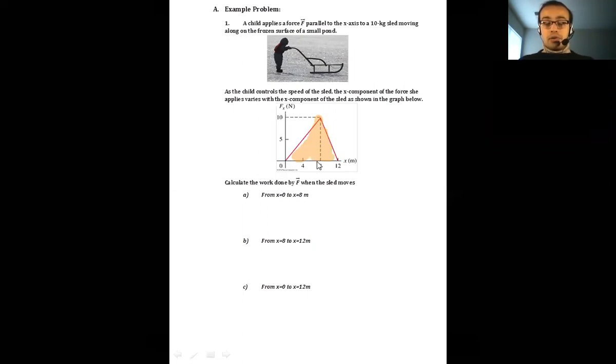That's 0 to 8. One half base times height will give us the area. So 1/2 times 8 times 10 is 40 joules. Similarly, from 8 to 12 meters, the base is 4, the height is 10, 1/2 times 4 times 10 is 20. And to find the area of the whole shebang, the base is from 0 to 12. The height is still 10, so it's 1/2 times 12 meters times 10 newtons, or 60 joules.